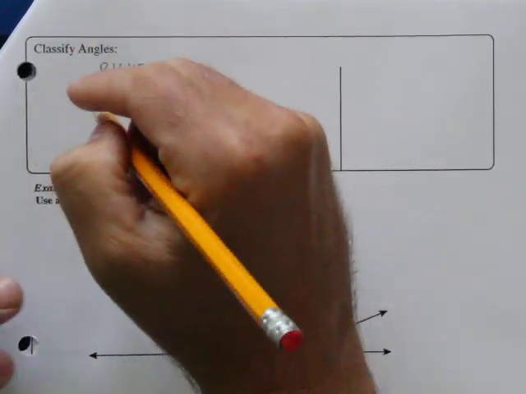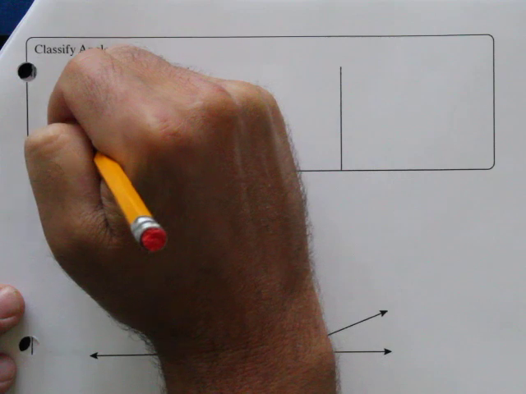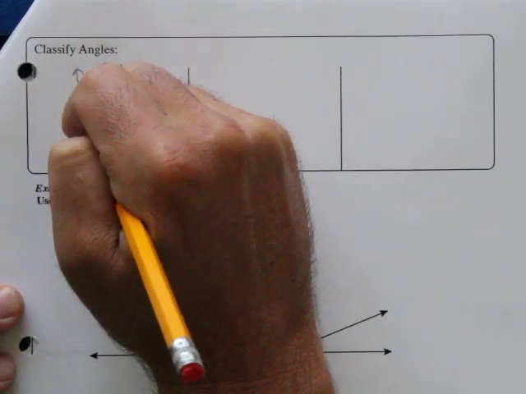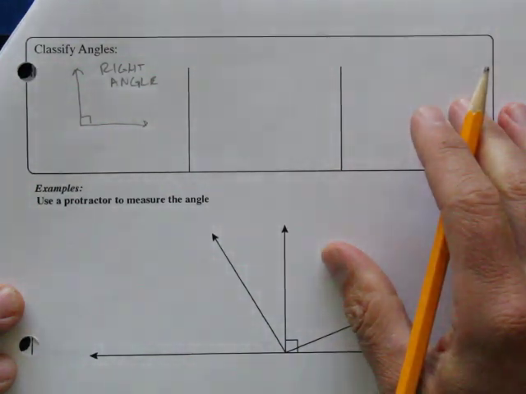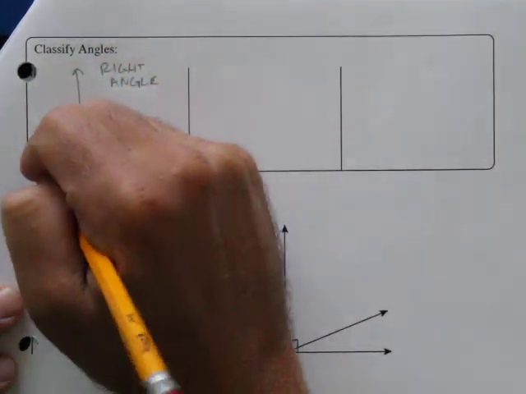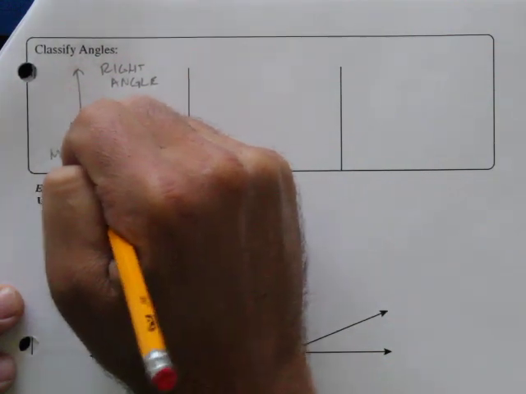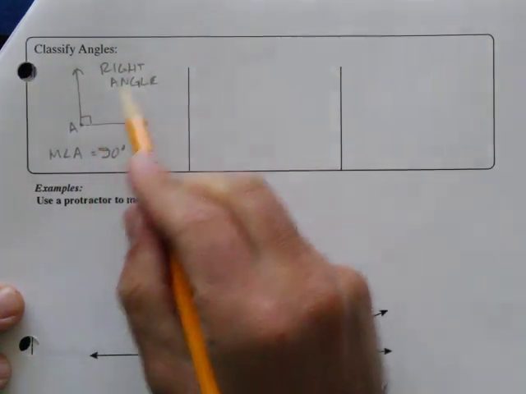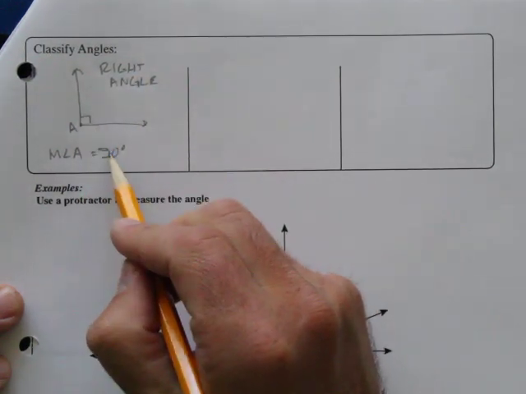And this right angle looks something like this. Usually a right angle will have a little box in the corner that says that this point A here, measure of angle A equals 90 degrees. So this is a right angle equals 90 degrees.